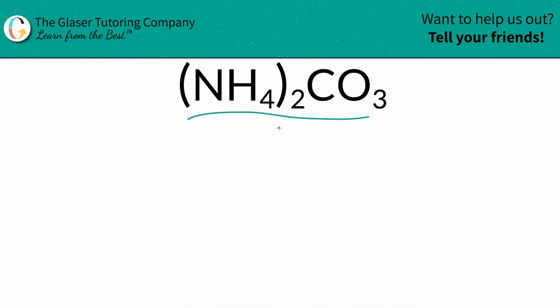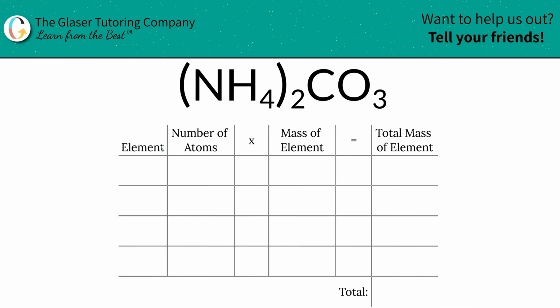I have a nice little table to help us out. Watch how easy peasy this is. Bam! So the first thing is we're going to write the elements down that we see. So we got nitrogen, we got hydrogen, we got carbon, and oxygen.